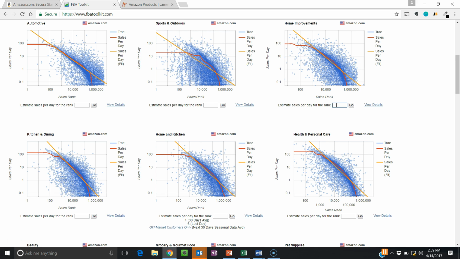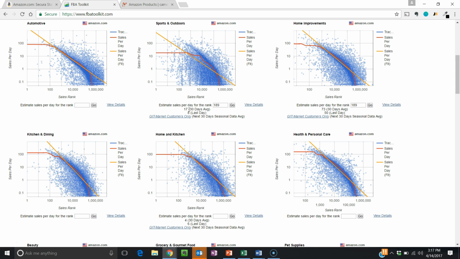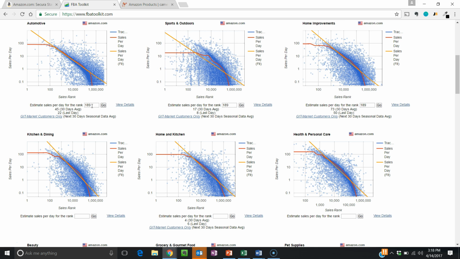So if I was to pick home improvement, for example, 189 would be, so we would be looking at 73 a day in the last 30 days, 50 yesterday. Now, if we looked at 189 in sports and outdoors, we'd be looking at 17 on average, which is way down from the almost 90 it was with home and kitchen. And automotive, if we were at 189, we would be looking at about 45 a day.